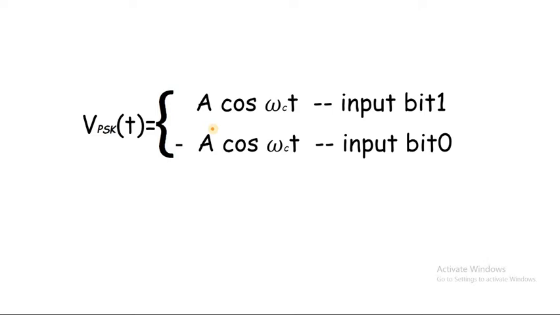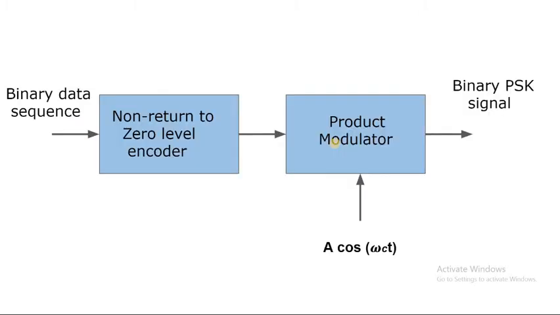The mathematical representation of the PSK signal is given. V PSK of t equals A cos omega c t for the input bit 1 and minus A cos omega c t for input bit 0. Let us see how the BPSK signal is generated.